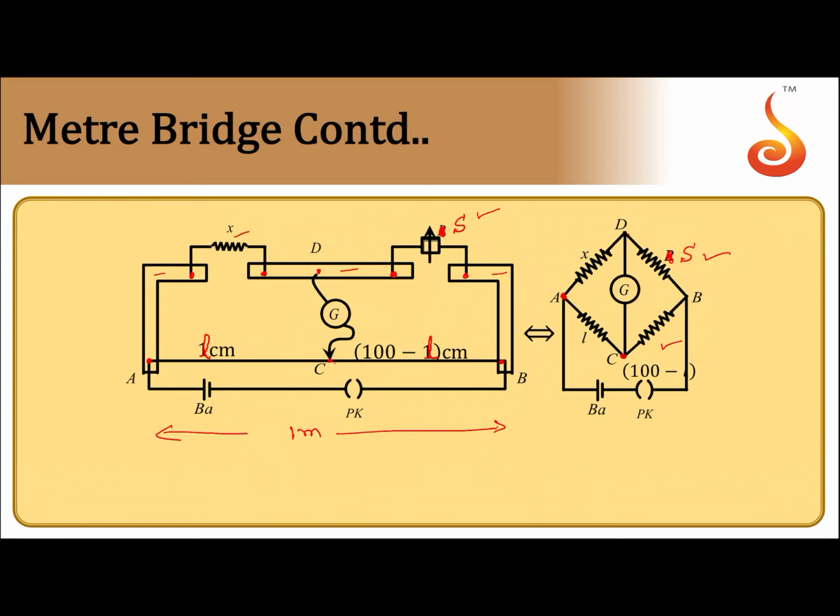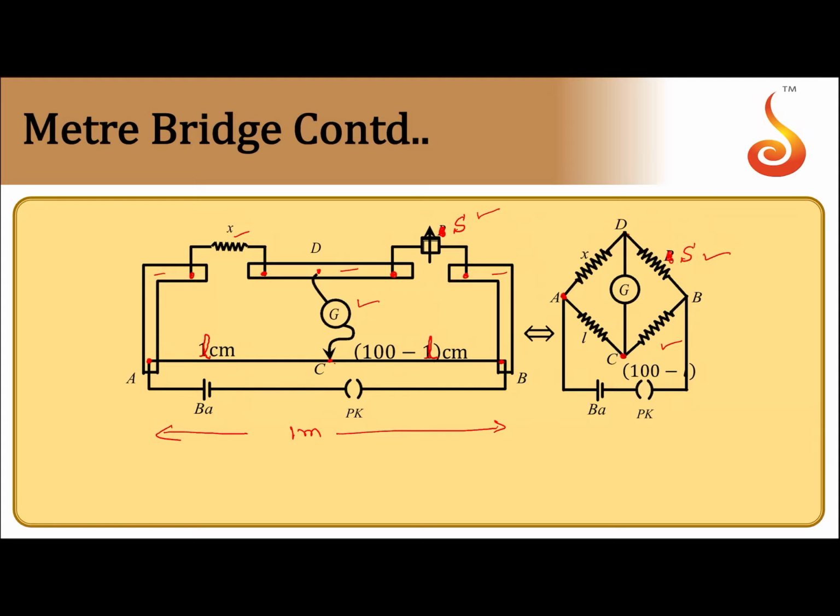A suitable resistance S is unplugged in the standard resistance box, and the sliding contact is moved from point A on the wire, keeping in contact with the wire. So it is slid over this, and at some point C we get balance. That means the galvanometer shows zero deflection. When it shows zero deflection, the bridge is balanced.